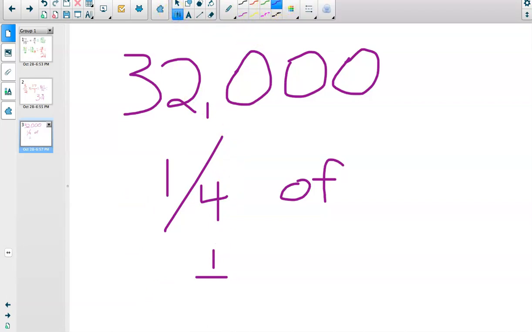All right, 1/4 times 32,000. And that is going to go as my numerator. And as you should recall, anytime you have a whole number, to make it into a fraction, you just put a 1 as the denominator. All right, now we're all set.